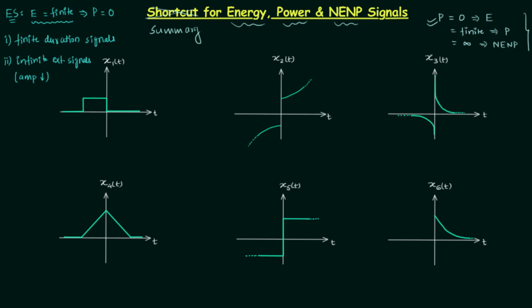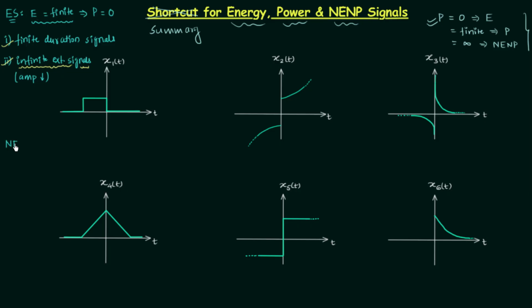Now let's talk about what is this infinite extension signal. In case of infinite extension signals, the non-zero amplitude range is infinity. So this is one important point. In case of infinite extension signals, the non-zero amplitude range is infinity. So whenever we have these two signals, we can directly write down they are energy signals.